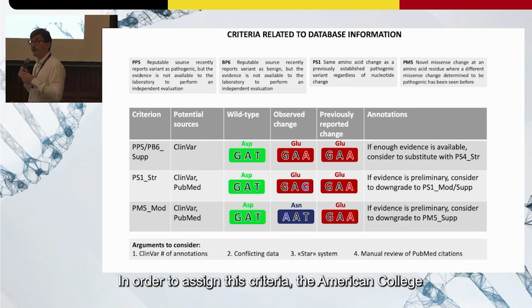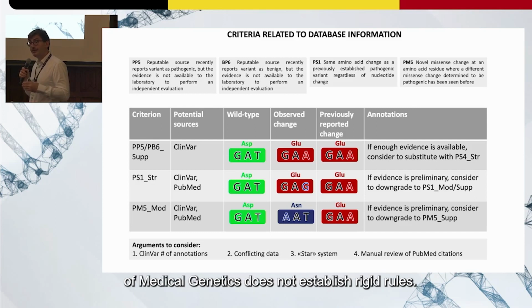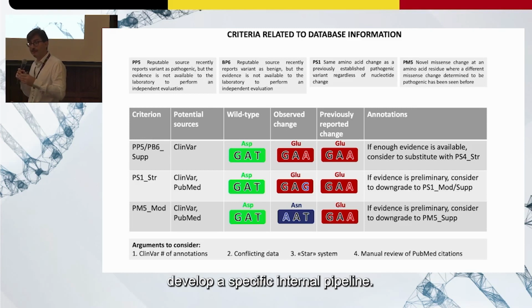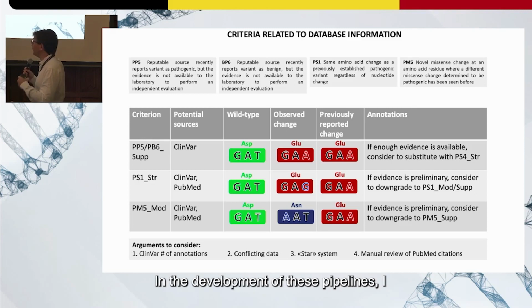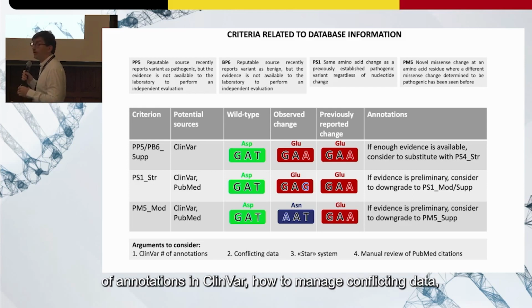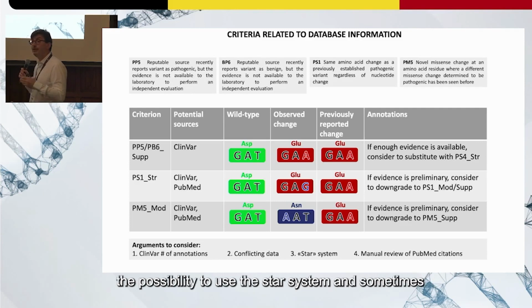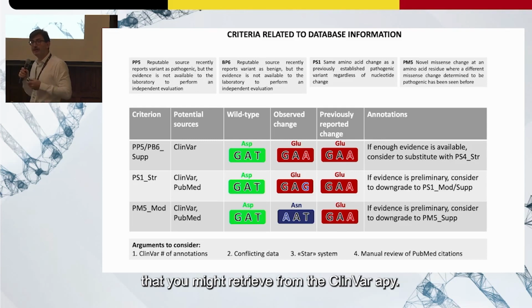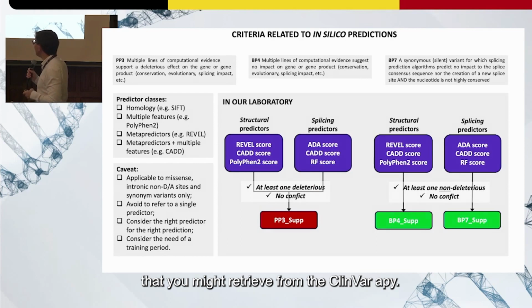In order to assign these criteria, the American College of Medical Genetics does not establish rigid rules, so every laboratory needs to develop a specific internal pipeline. In the development of these pipelines, I suggest to consider some red flags. For example, the weight to give to the number of annotations in ClinVar, how to manage conflicting data, the possibility to use the star system, and sometimes the need of manual review of the PubMed citations that you might retrieve from the ClinVar API file.